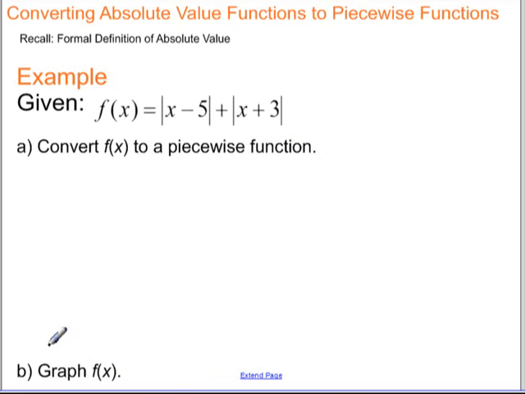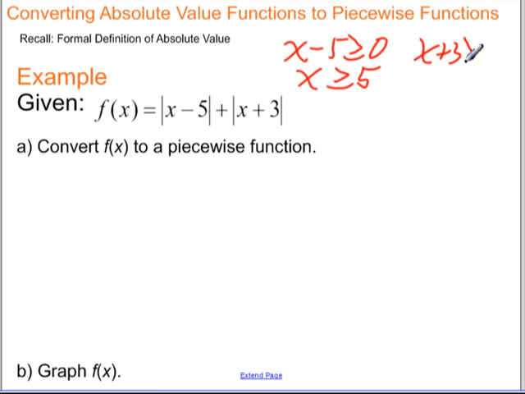Now we're going to step it up a notch and look at another example. So here's an example where we have two absolute values in the function. So now things get a little wacky. Let's start by determining when each of these things is non-negative. We know x minus 5 is non-negative when x is greater than or equal to 5. Similarly, we can determine that x plus 3 is non-negative when x is greater than or equal to negative 3.